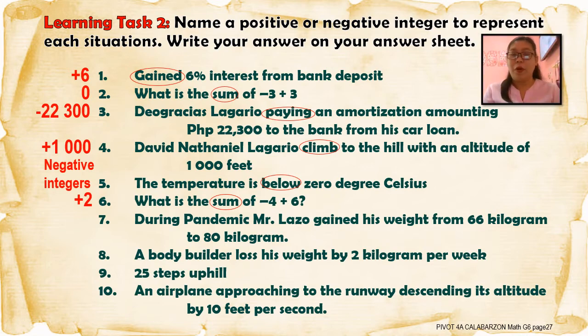Number 7, the keyword is gain, so that is positive 14. The difference of 80 and 66 is 14, so it is positive 14. Number 8, loss, that's negative 2. Then 25 steps uphill, that's positive 25. And last item, descending, that's negative 10. Okay, congratulations for accomplishing learning task 2.